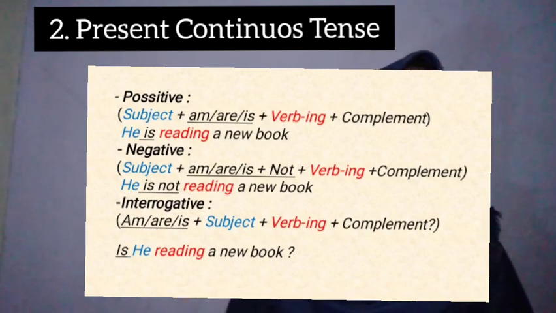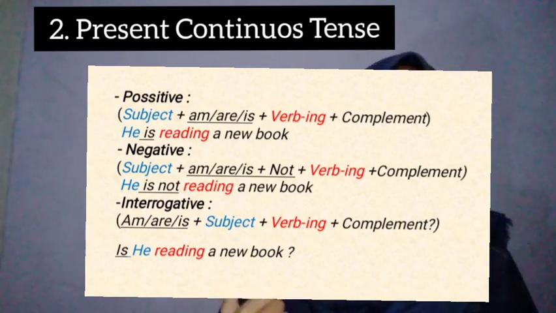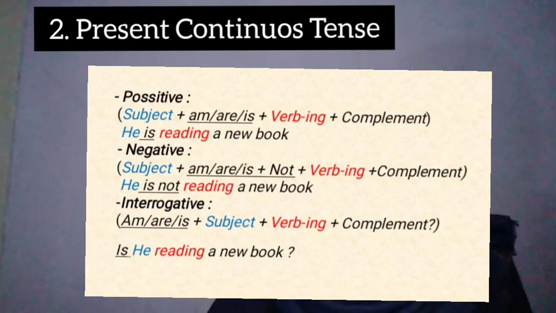Okay. And the next, for the negative sentence: subject plus to be, am, are, is, and not, plus verb 1 plus ing, and C complement. The example is he is not reading a new book.